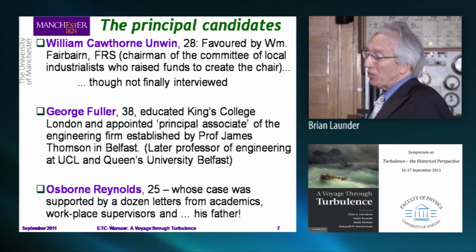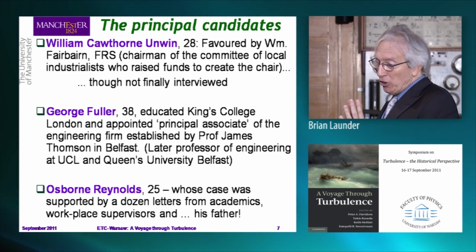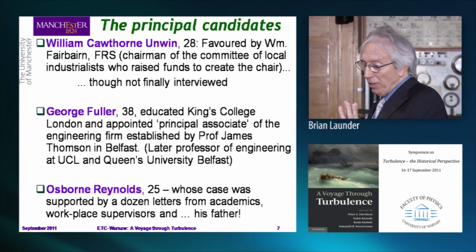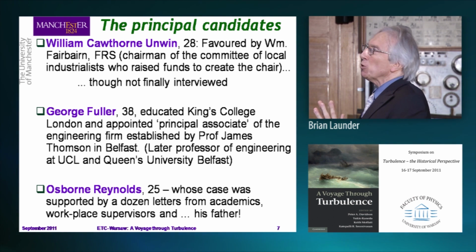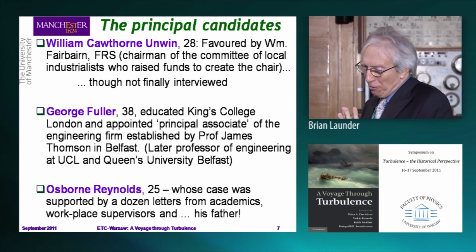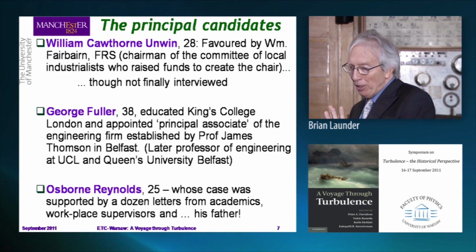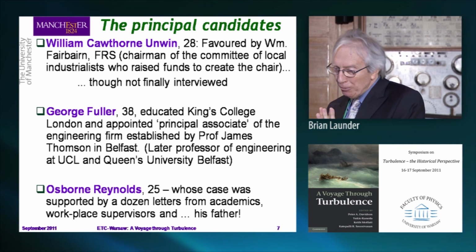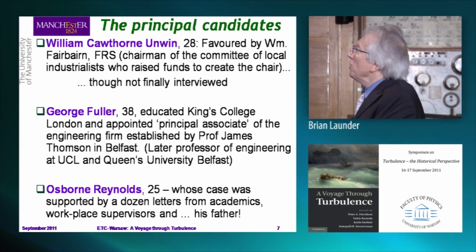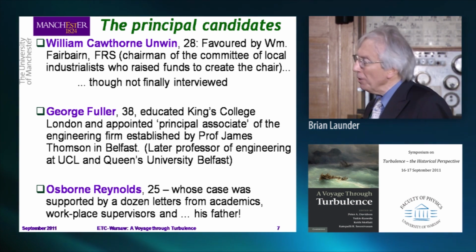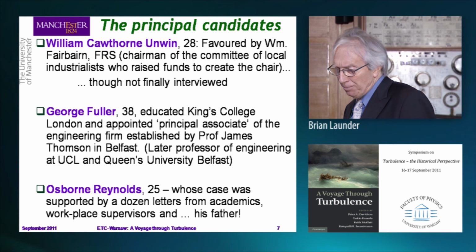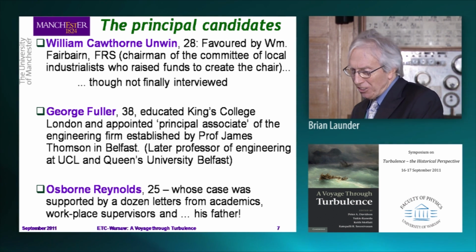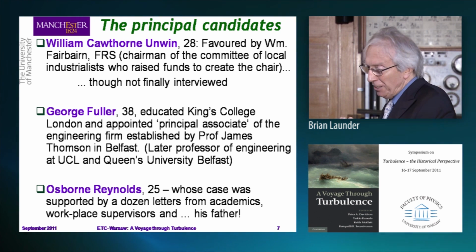The final candidates were George Fuller, more mature in age than Unwin. He'd graduated from King's College and actually gone to work with an engineering firm. In today's parlance, we call it a spin-off company from Queen's University in Belfast, where Kelvin's brother, James Thompson, was a professor, but he also had a company on the side, and Fuller went to work with him. Fuller had acquired a good deal of further experience. However, he too was unsuccessful. As you'll see from the slide, he later had a very successful academic career.